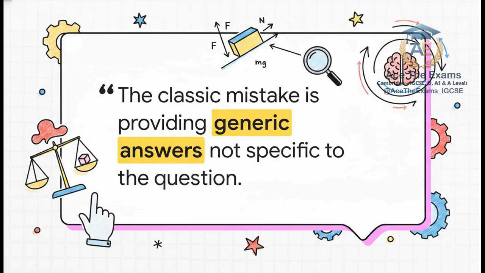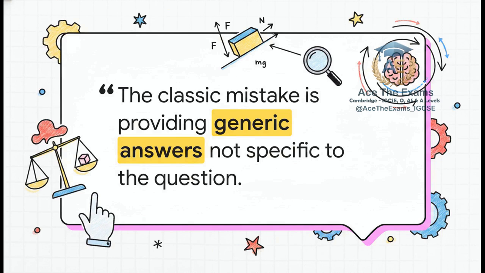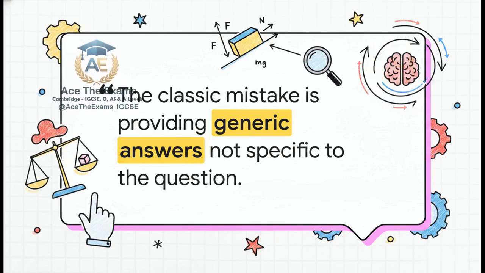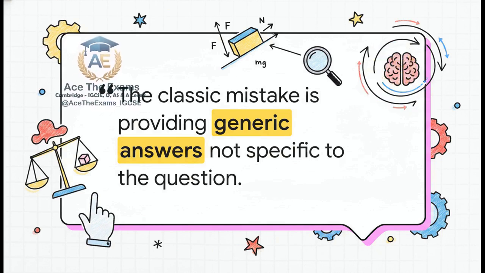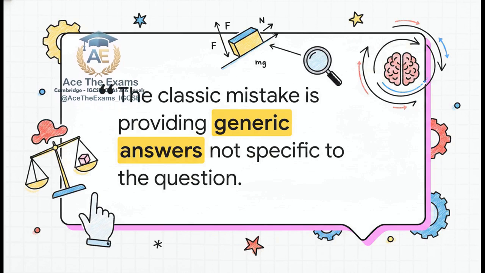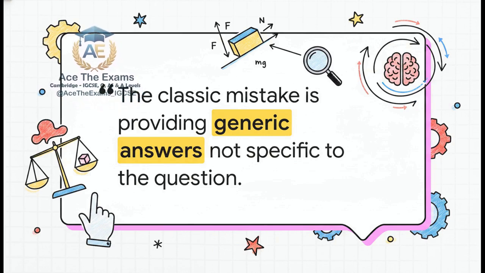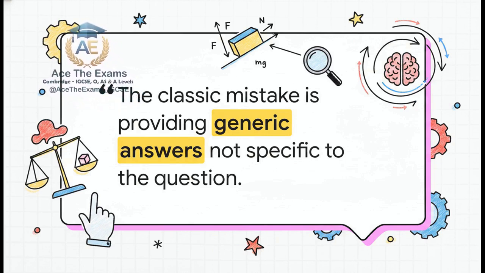Just look at this quote straight from the examiner alerts. The classic mistake is providing generic answers not specific to the question context. Always link every point to the given scenario. This is literally your ultimate takeaway today. If your reasoning isn't anchored securely to the contextual evidence of the problem right in front of you, you are simply not scoring top marks. Period. Every analytical point, every single force diagram, every equation, link it back to the scenario.